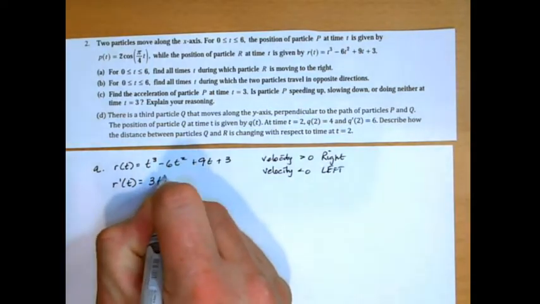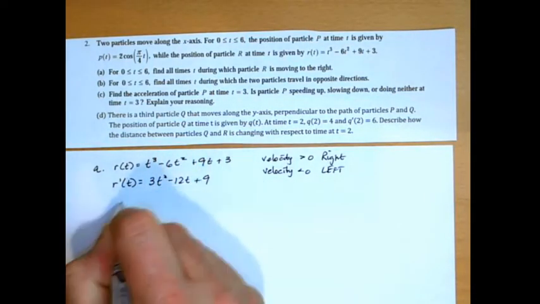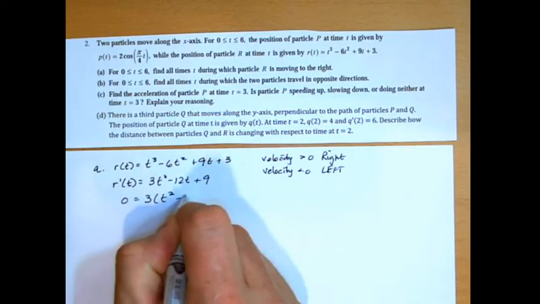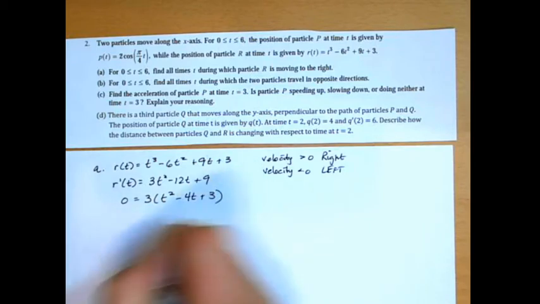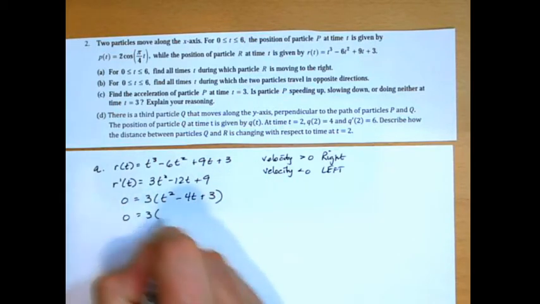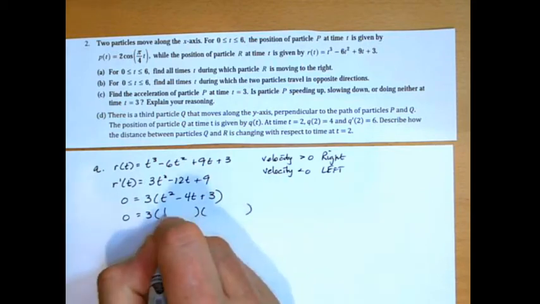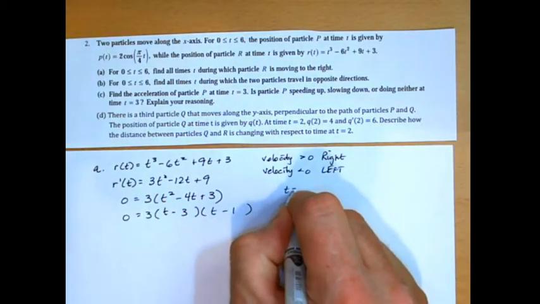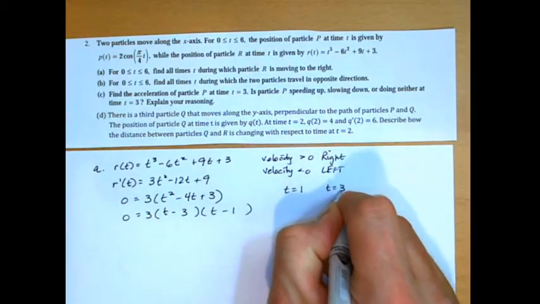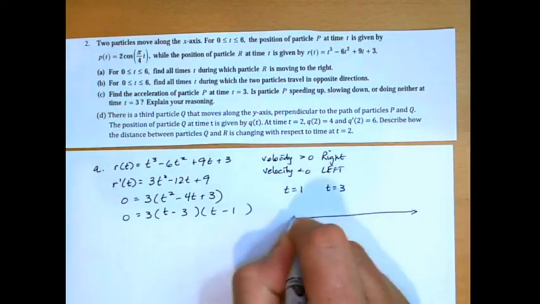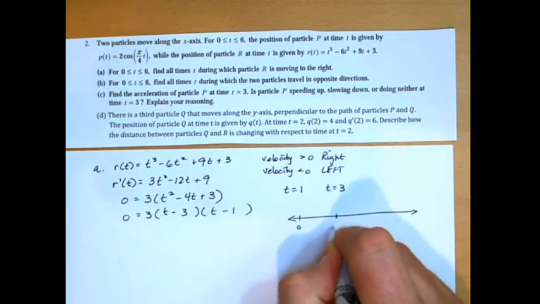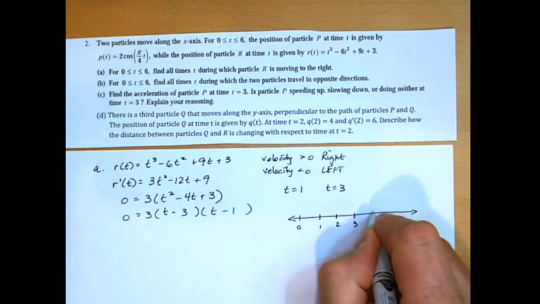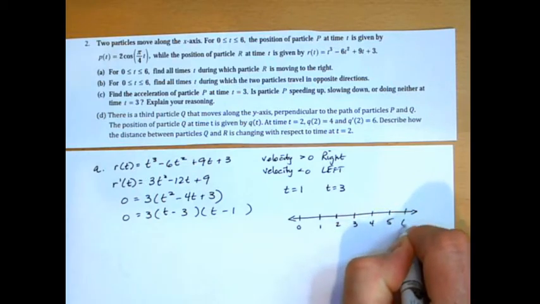So we got 3t squared minus 12t plus 9. We're going to set that equal to 0. I'm going to factor out the 3, giving t squared minus 4t plus 3. Then I need factors of 3 whose sum is negative 4, which is minus 3 and minus 1, which gives me the values t equals 1 and t equals 3. Those are our critical points. We're starting at 0, then 1, 2, 3, 4, 5, and 6.